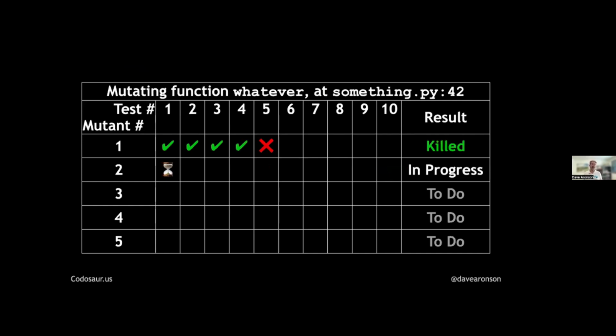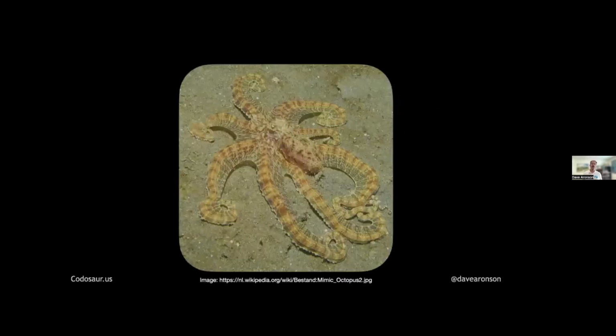On the other claw, if a mutant lets all the tests pass, then the mutant is said to have survived. And that means that the mutant has the superpower of mimicry, skilled enough to fool our tests. This usually means that our code is meaningless or our tests are lax, or both. And now it's up to us to figure out how.